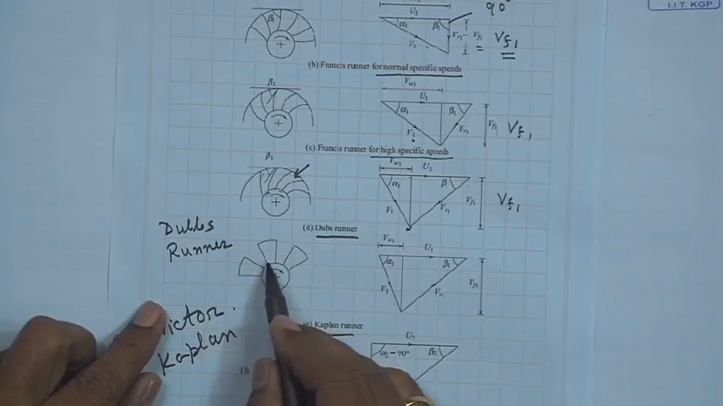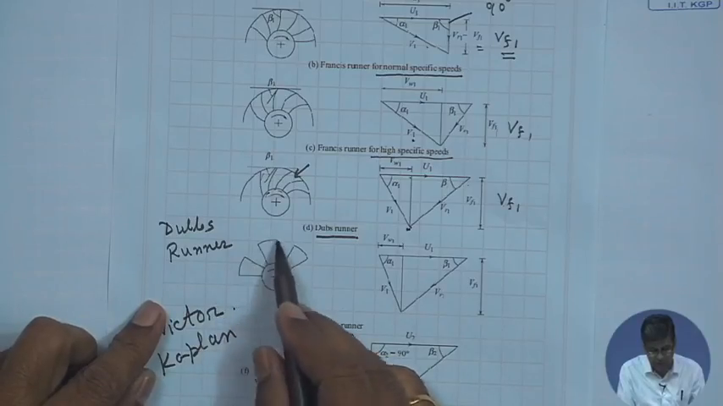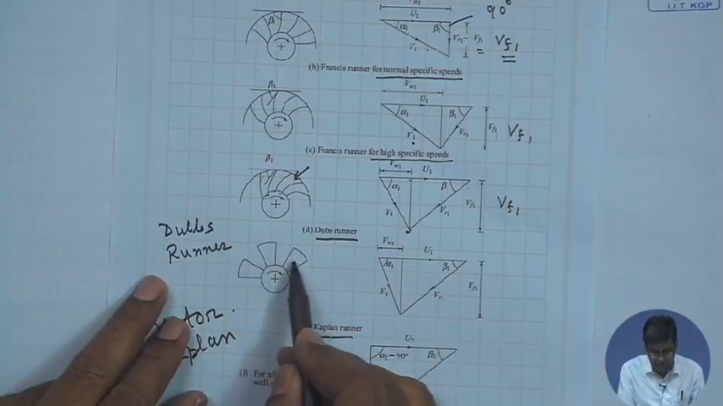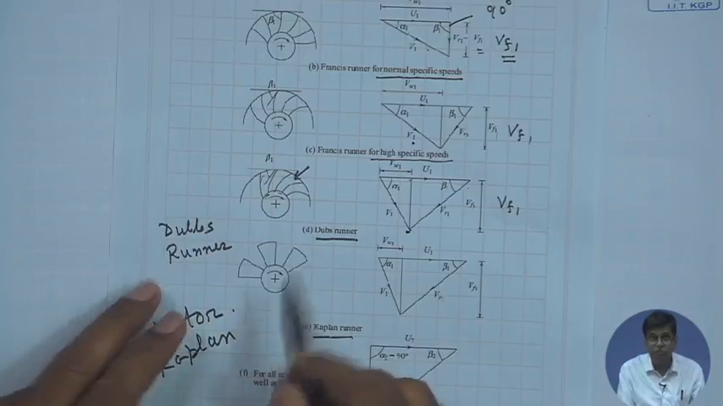The blades are made in such a way that the blade looks like the propeller of a ship, and fewer blades are there. That means if this be the turbine, the flow is like this, in the axial direction. The guide vane at the inlet already turns the flow to the axial direction, and the entire flow through the runner is in the axial direction, both at inlet and outlet.